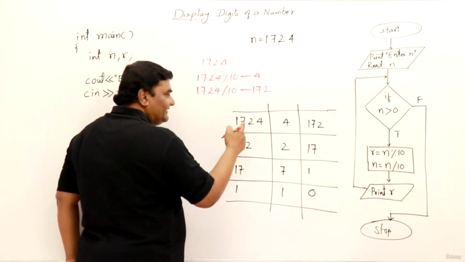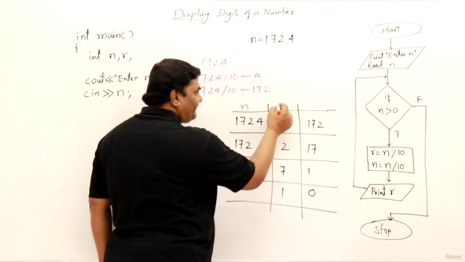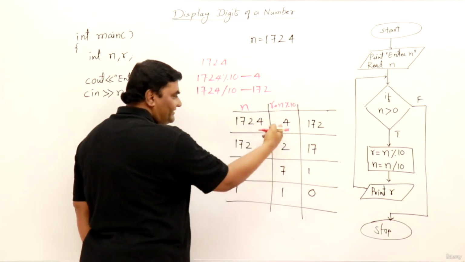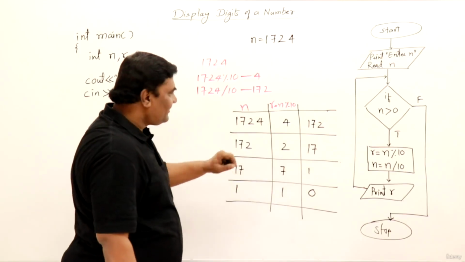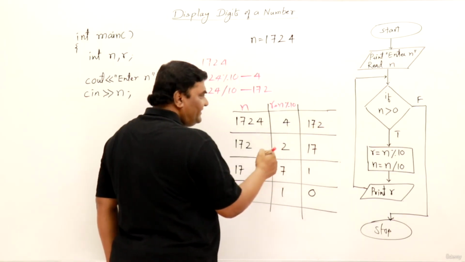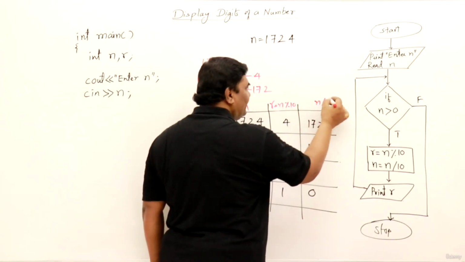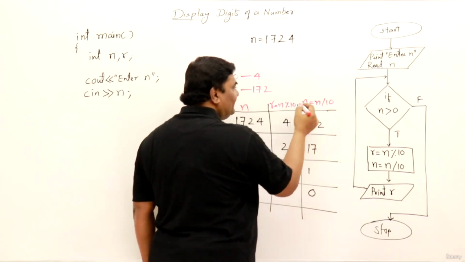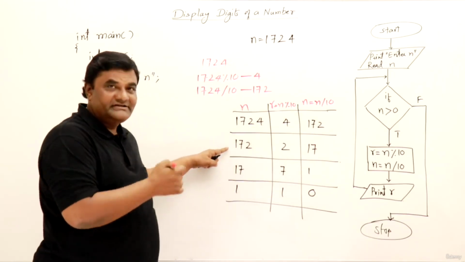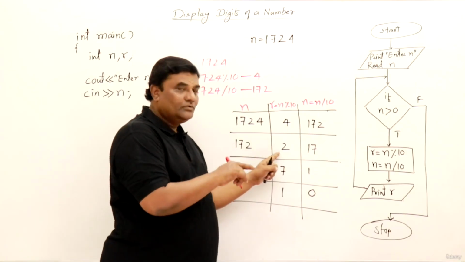This is a number. How to get 4? Perform n mod 10 and take it as a remainder. The remainder is 4, right? First time the remainder is 4. Then how to get this 172? Change the number to 172. So divide the number by 10 and make it the number again. Now in the next step, it is 172. Mod by 10, we get the last digit 2.